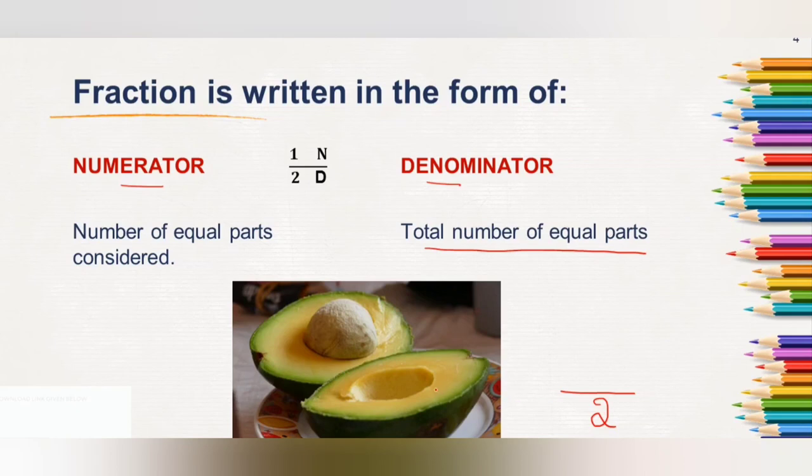And what is the numerator? The number of equal parts considered. How much part did you get? 1 part. Out of 2 parts, you got 1 part of it. That means you have got 1 by 2. So the number of equal parts considered is the numerator and the total number of equal parts is the denominator.